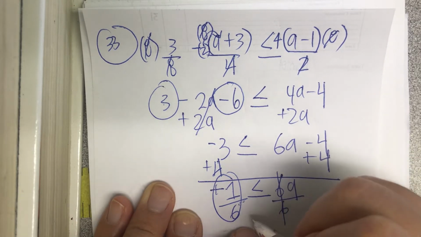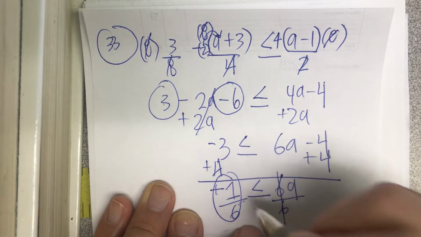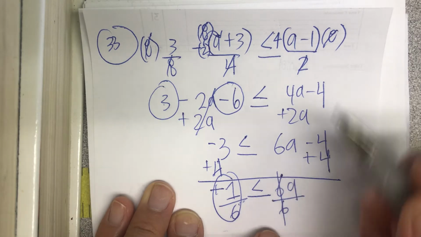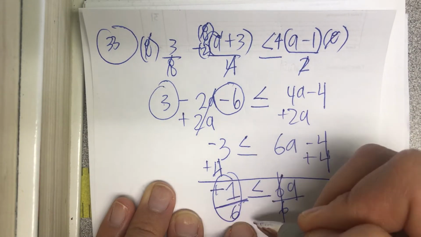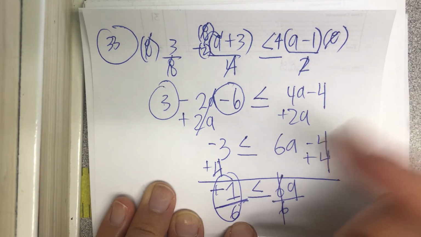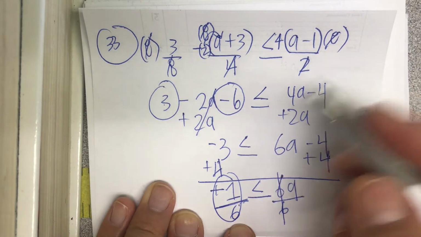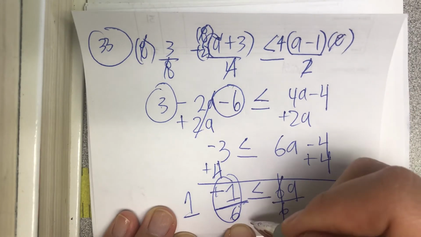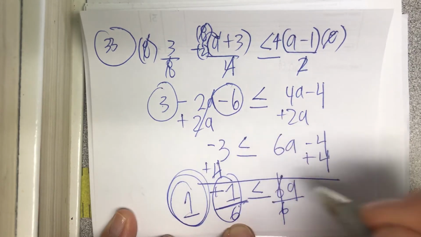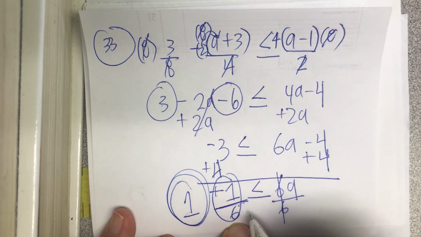They didn't ask you to just solve for A. They ask, what is the least possible integer value of A? So the closest integer value, an integer is a whole number, to A would be 1, because that's the next whole number after 1 over 6. So 1 would be your answer. See right there, even though you might have gotten what A is, the answer is 1 because you didn't read the whole question.